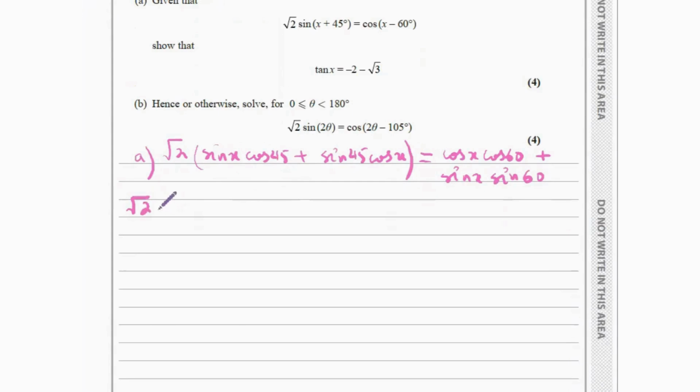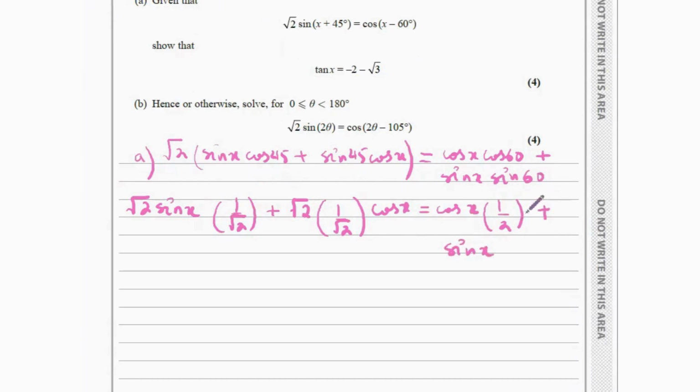So root 2 times sine x, cos 45 is 1 over root 2. And again, plus root 2 because we expand the bracket. Sine 45 is also 1 over root 2 times cos x equals cos x times cos 60, which is 1 over 2, plus sine x times sine 60, which is root 3 over 2.